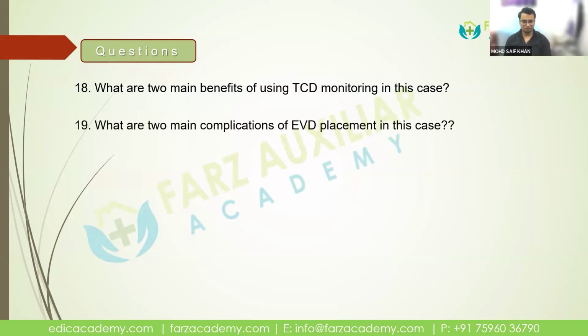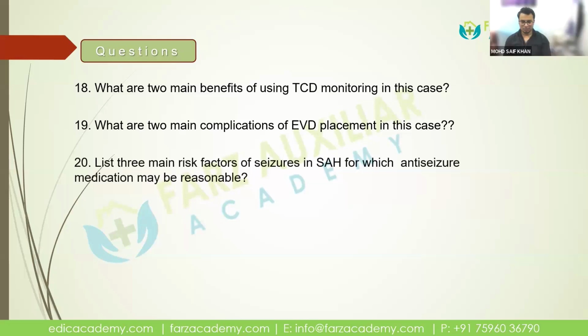What are two main complications of EVD placement in this case? Complications. Early or late? You're just asking complications. What two complications would you expect in this patient, while placing an EVD or afterwards, when the patient is in the neuro ICU and you are taking care of the patient? Infection, an intracranial infection. All right. Okay, no problem. That's all right. What are three main risk factors of seizures in SAH for which anti-seizure medication may be reasonable?